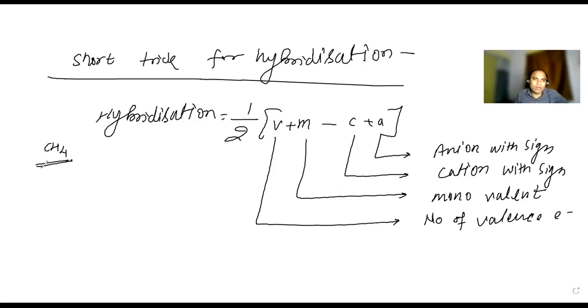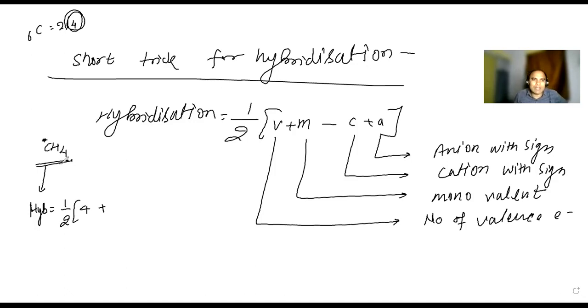So how do we calculate it in CH4? You need to see the hybridization of carbon. If you are talking about hybridization, it is 1/2 in bracket B plus M minus C plus A. How many valence electrons are there in carbon? If you are taking carbon 6, it is 2, 4. So how many valence electrons? 4. So here I am writing 4 valence electrons.